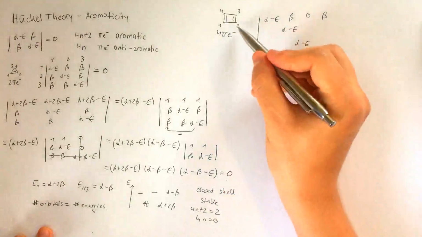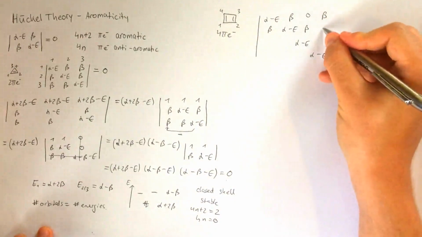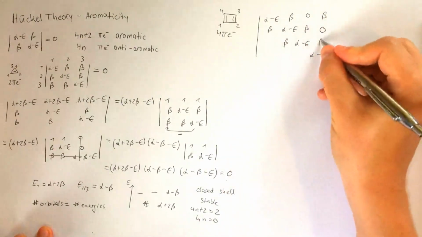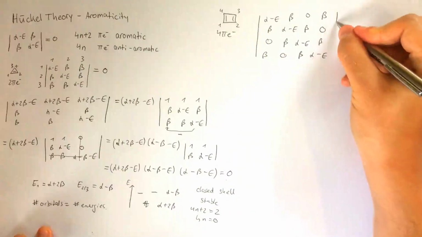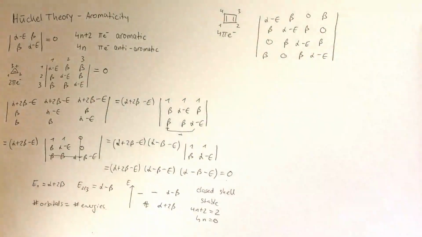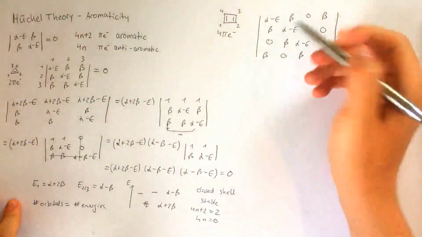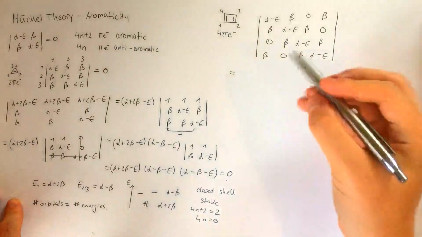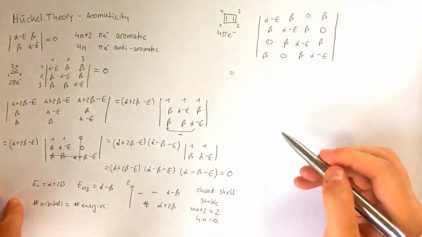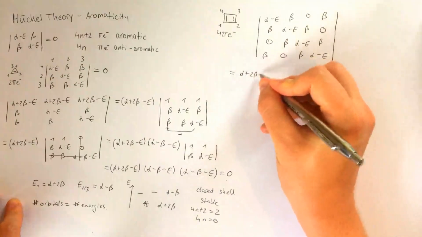I'll do the same with carbon 2. Carbon 2 is bonded to 1 and 3, but not to 4. So I'll give a beta here, here, but not here. And I'll do the same for carbon 3 and carbon 4. And this is the determinant I need to solve. Now, the first step will be just the same as with the other determinant. We'll add everything to the first row. And to make the maths a bit shorter, I'll not only add everything to the first row, I'll also factor it out immediately. So I get alpha plus 2 beta minus E.